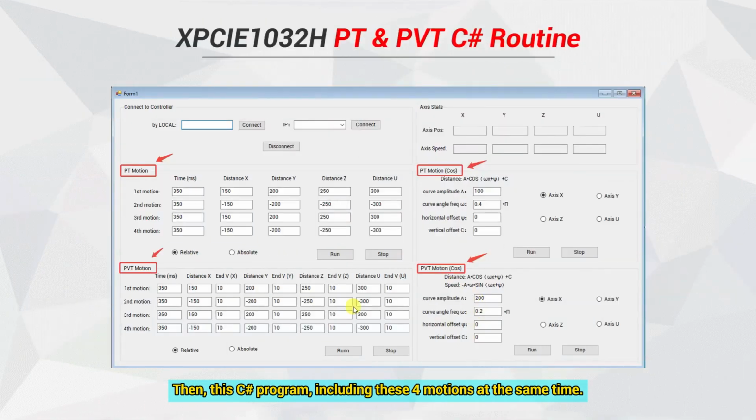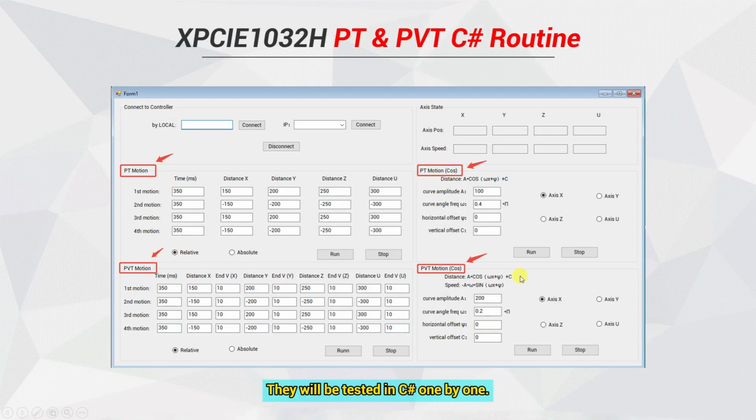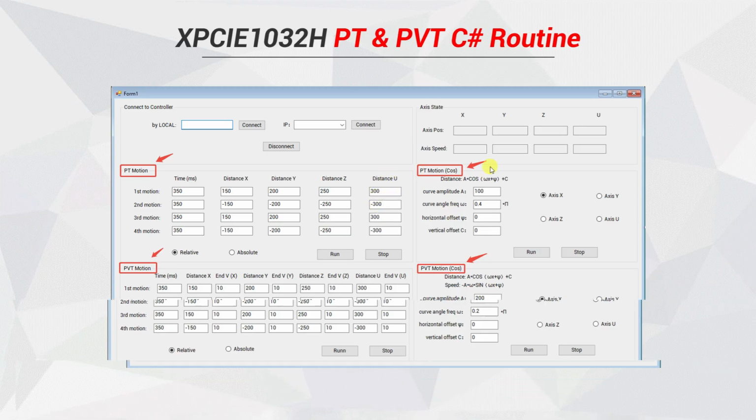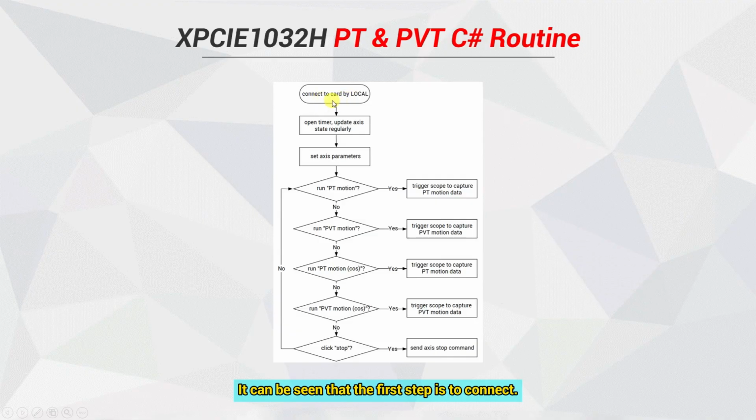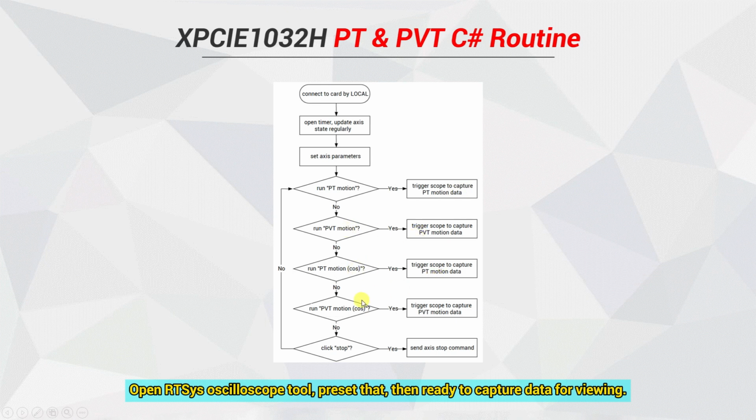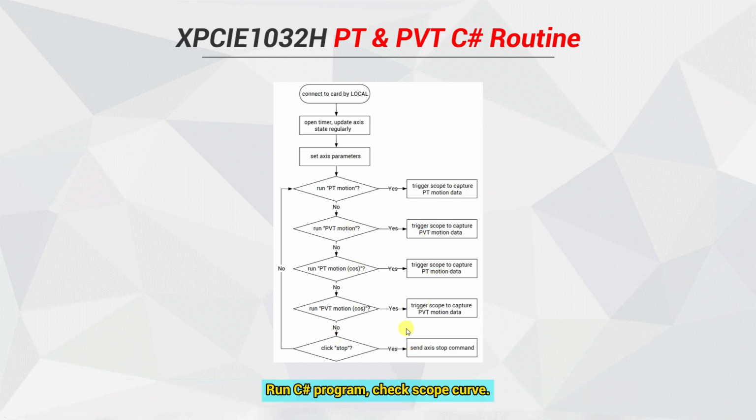Then, this C# program includes these 4 motions at the same time. They will be tested in C# one by one. And RTSys will be used synchronously to check the running situation. For corresponding knowledge, please check Lesson 6. It can be seen that the first step is to connect. Then, set parameters for each mode. Open the RTSys oscilloscope tool, preset it, then be ready to capture data for viewing. Run the C# program, check the scope curve.